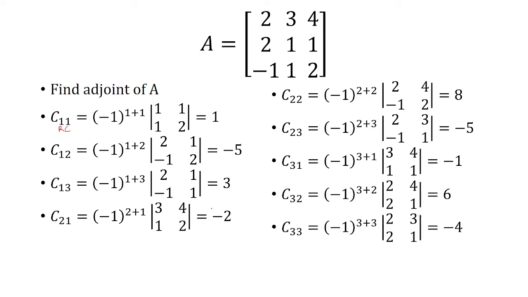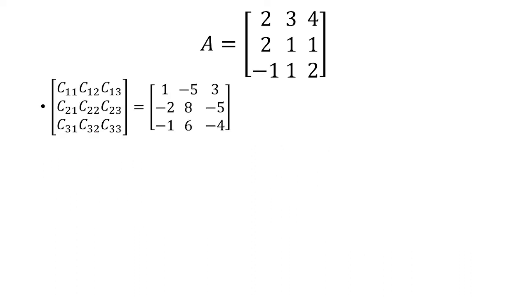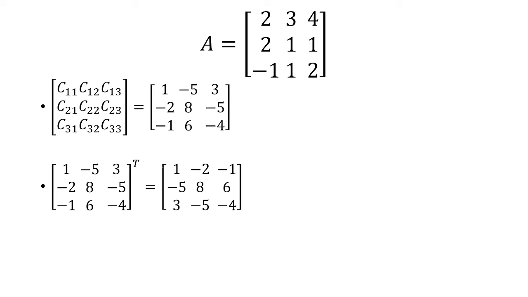So there's 9 of these. And we're going to put this inside a matrix. So the matrix looks like this. Plug in the values, and we have now this matrix. Finally, we want to take the transpose of this matrix. And so this right here is going to be our adjoint of A.